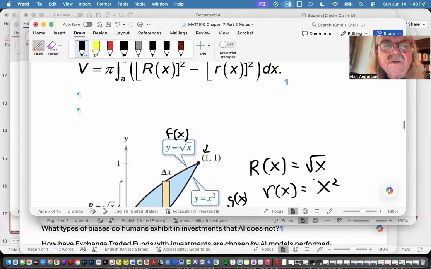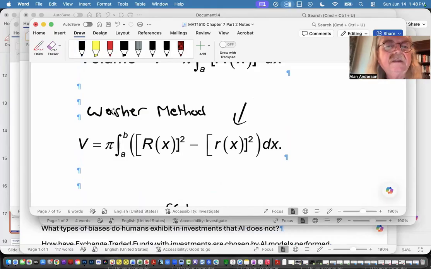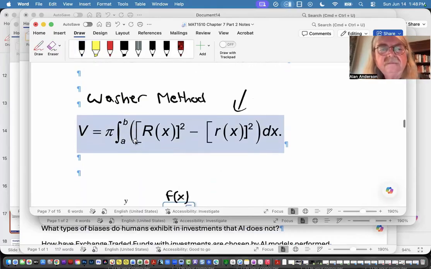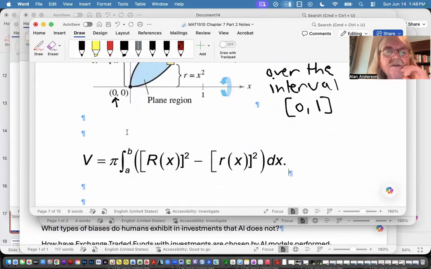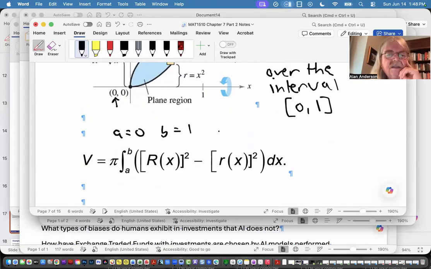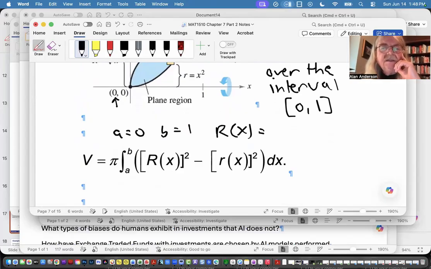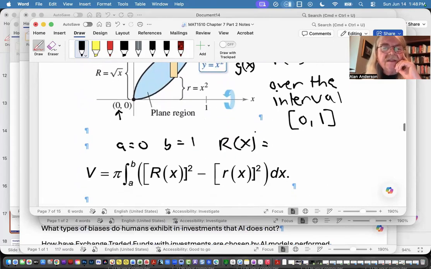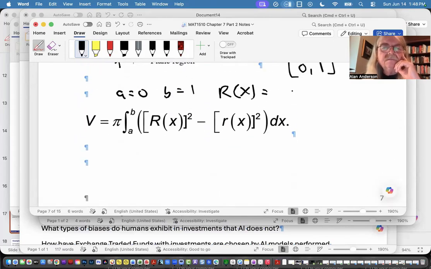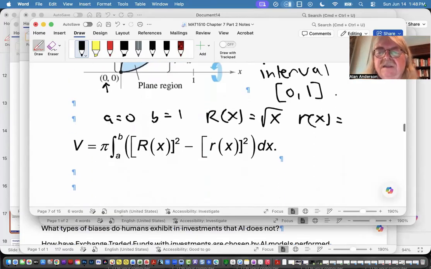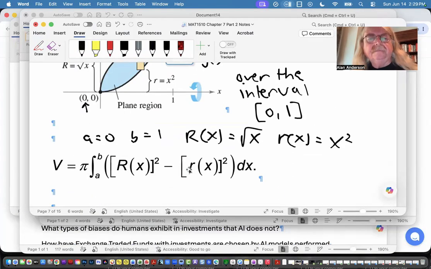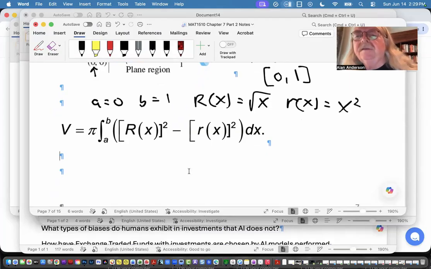All right. So let's grab the formula and let's do it. So A is 0, B is 1, capital R of x is radical x, lowercase r of x, the inner radius, is x squared. All right, so we should be good now. So then we substitute.